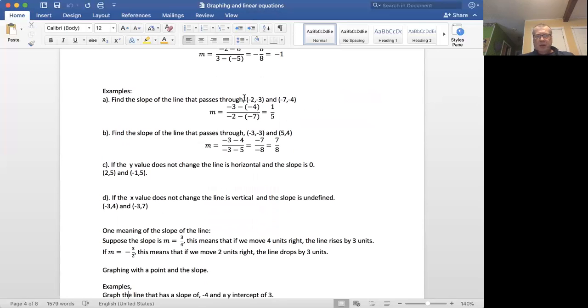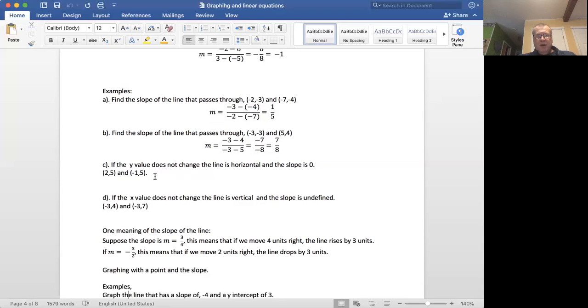So if we want to find the slope between -2, -3 and the point -7, 4, I'll start with the -3. I have -3 minus a 4 over -2 minus a -7, and that ends up giving us -7/5. And you can see this one as well.